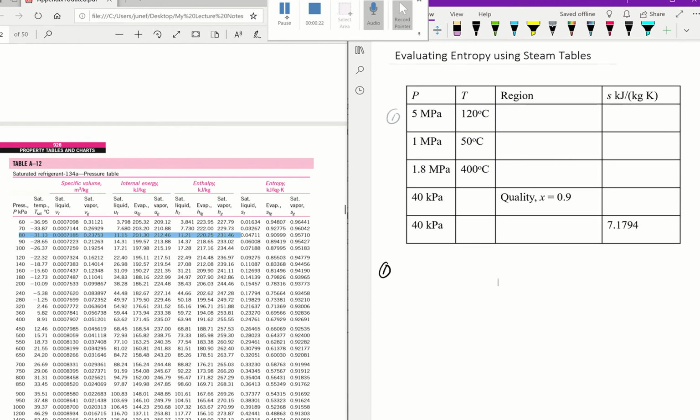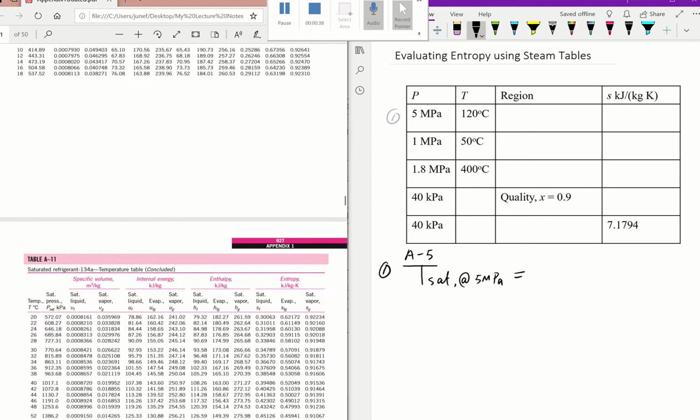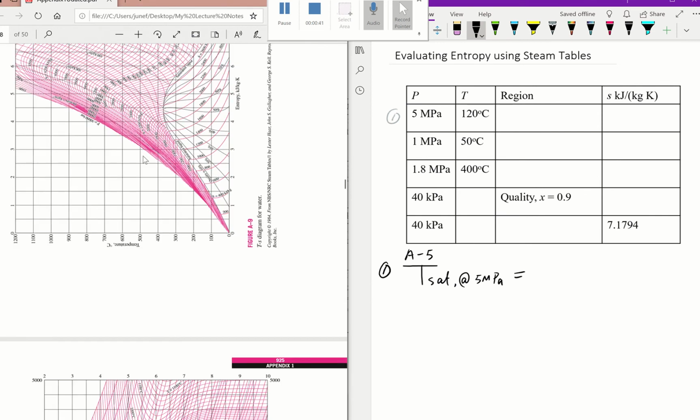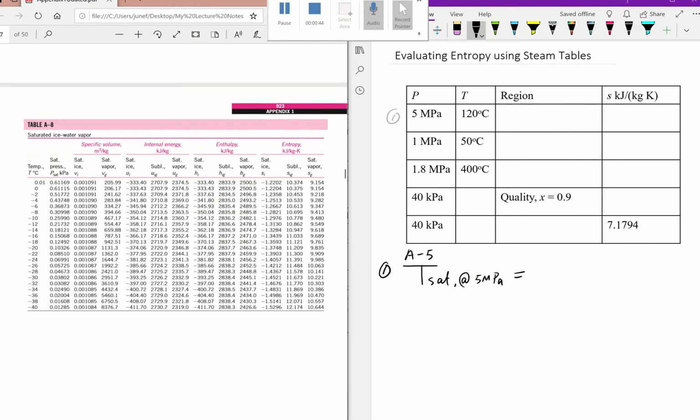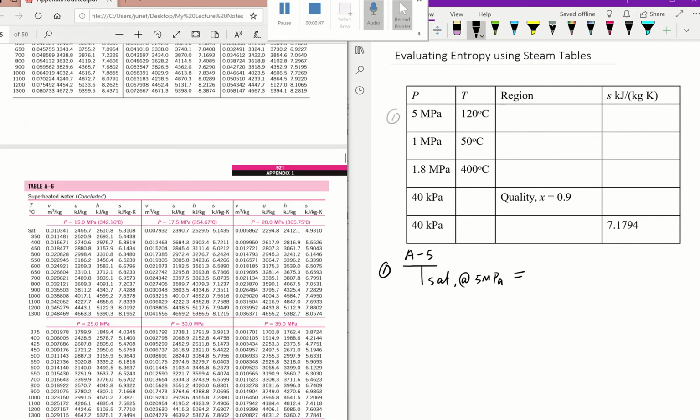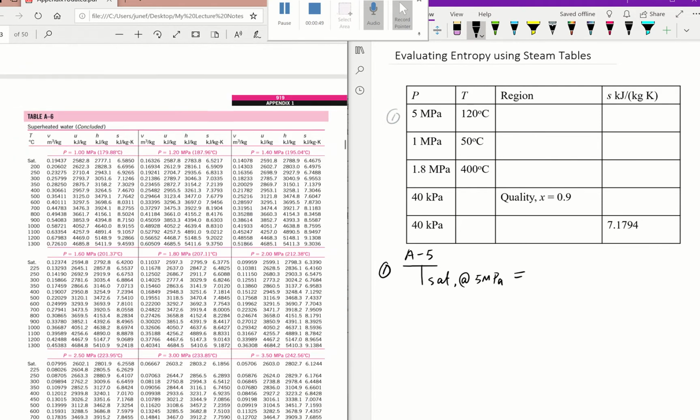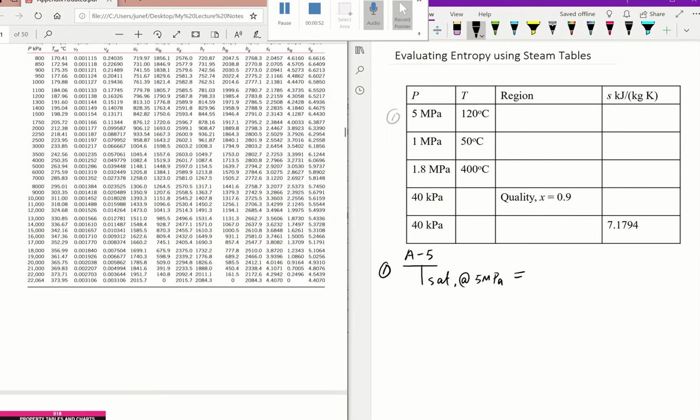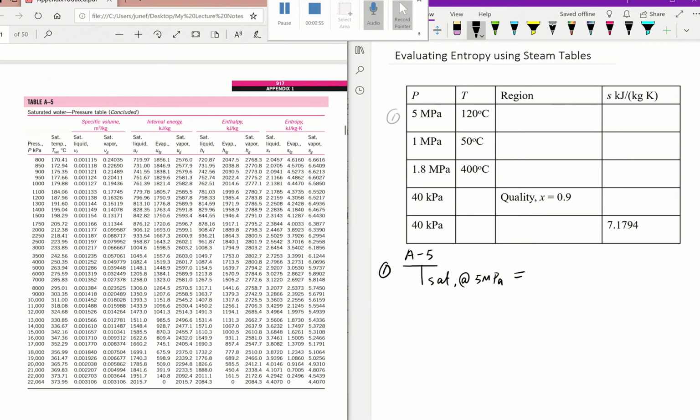So first thing I want to find out is the saturated temperature at 5 megapascal, right? So we're going to find that in table A5, the pressure table. So let's go. Now table A5 at 5 megapascal, which is 5,000 kilopascal.